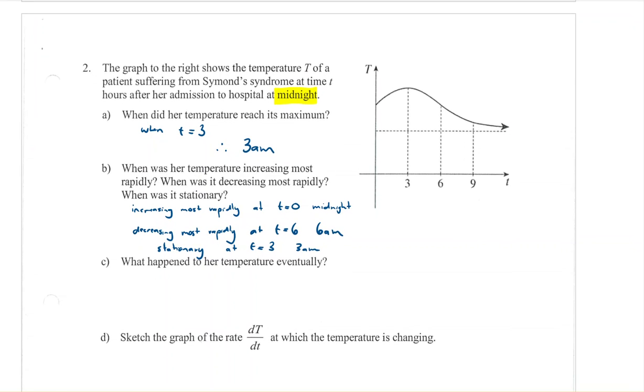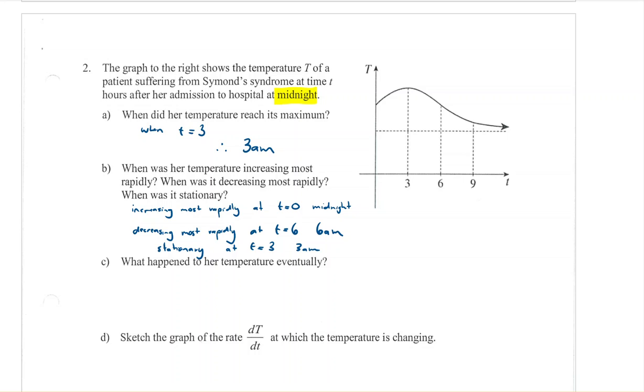What happened to her temperature eventually? She's gone to the hospital, her temperature is increasing rapidly. They must give her some medicine maybe, who knows, but her temperature stops increasing and it starts decreasing again. But no, she doesn't die. Okay, don't be dramatic.